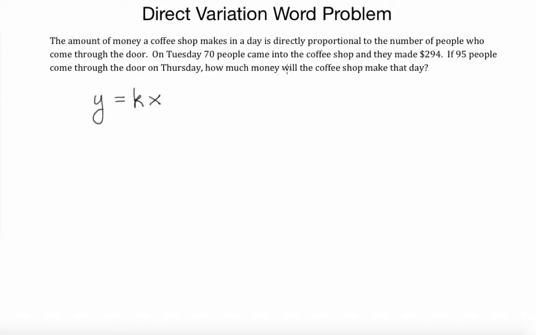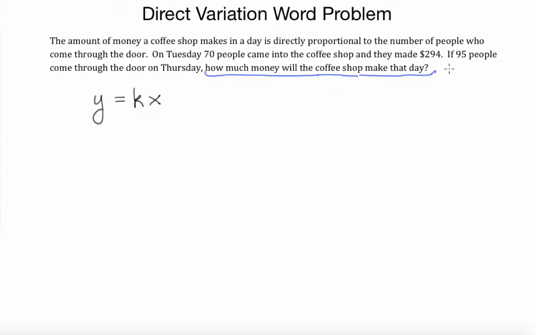All right, so let's see if we can interpret this problem here and see if we can notice the direct variation relationship. The amount of money a coffee shop makes in a day is directly proportional to the number of people who come through the door. On Tuesday, 70 people came into the coffee shop and they made $294. If 95 people come through the door on Thursday, how much money will the coffee shop make that day? All right, there's my question.